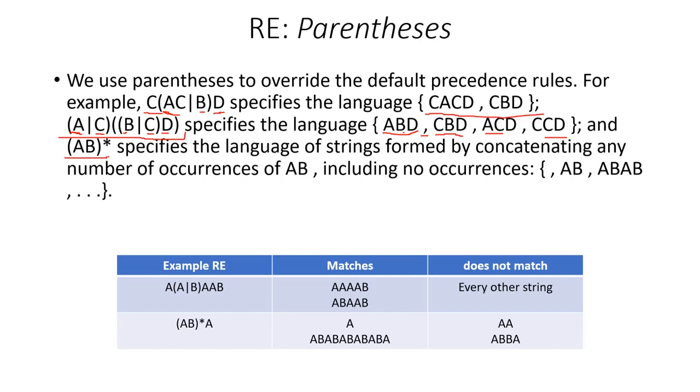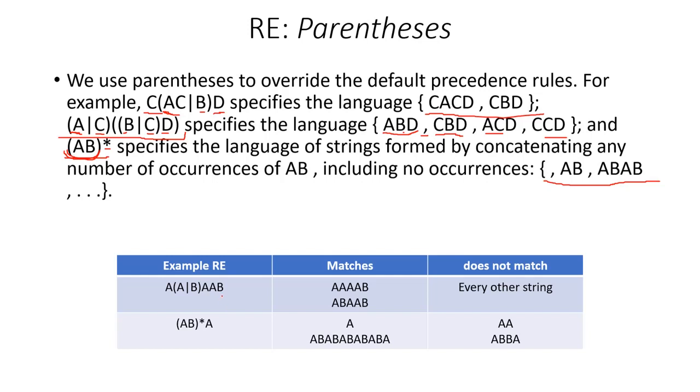This one also uses the closure operator, but because these two characters are inside of the bracket, this closure operator relates to these two characters, like AB, which may repeat 0 or more times. So this example would satisfy our regular expression.